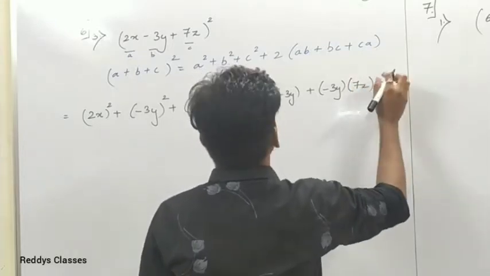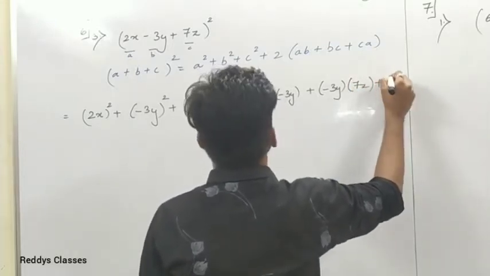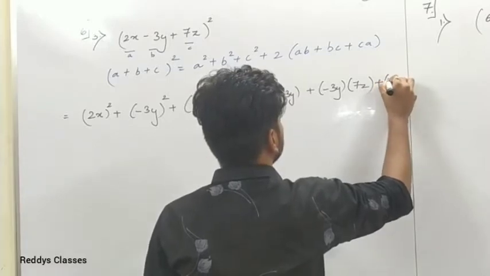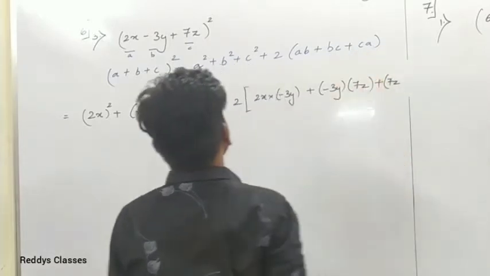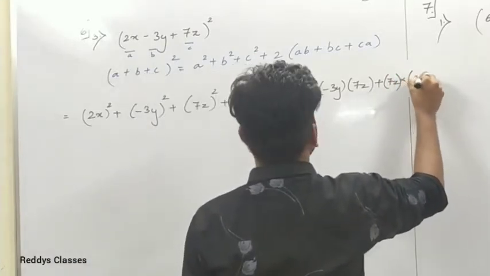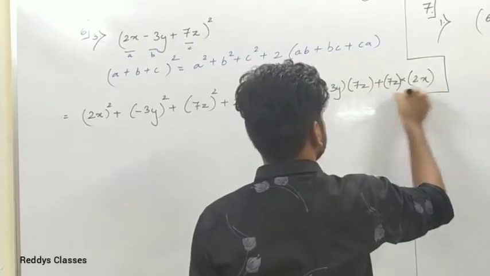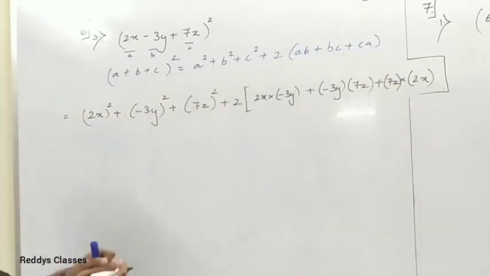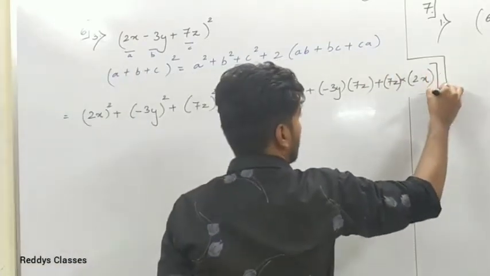Plus what is the value for ca? c is 7z into 2x. So we have the value here. Okay, let us close this bracket.